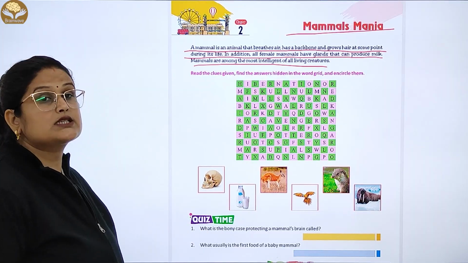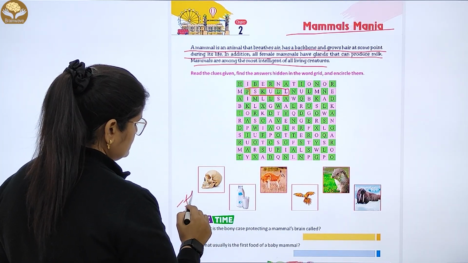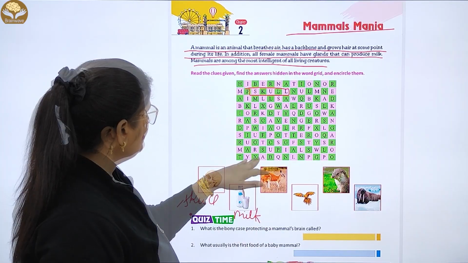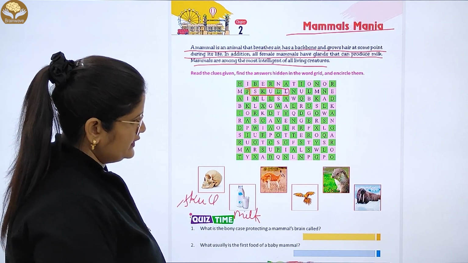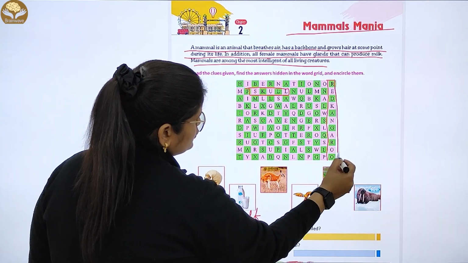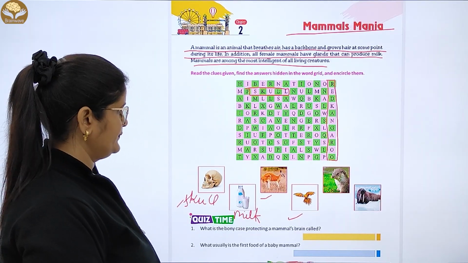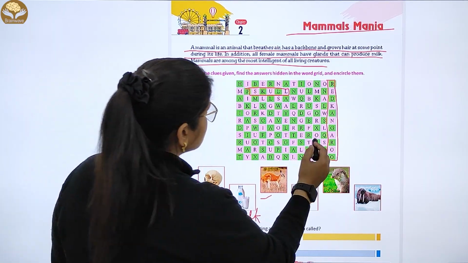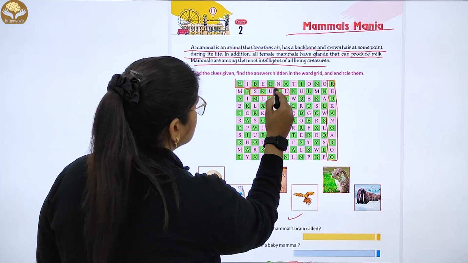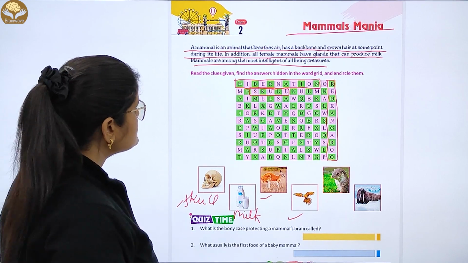And this one is number 1, skull. Okay, this is skull. Second is milk. Milk is not here. Now, number 3rd is red kangaroo. This is red kangaroo. Okay. Number 4, hibernation. Okay. Then where is it? Search it, hibernation. This is hibernation. Okay. Now, next, birds.